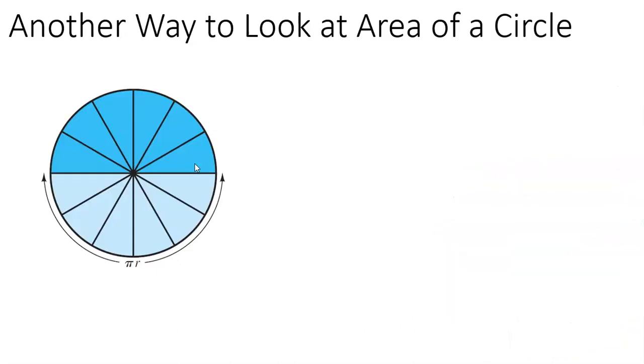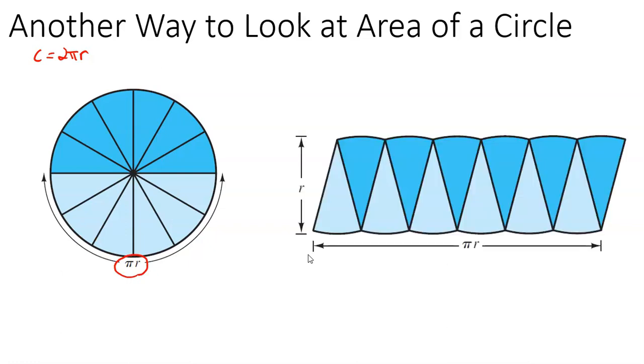All right, start with your circle. If the whole circumference is 2 pi r, then half of the circumference is pi r. And that's why it says down the bottom here pi r, because that's half the circumference of the circle. Okay, take that and split it apart.